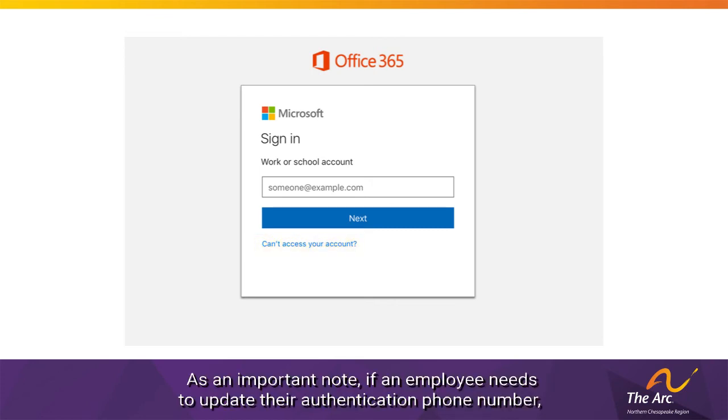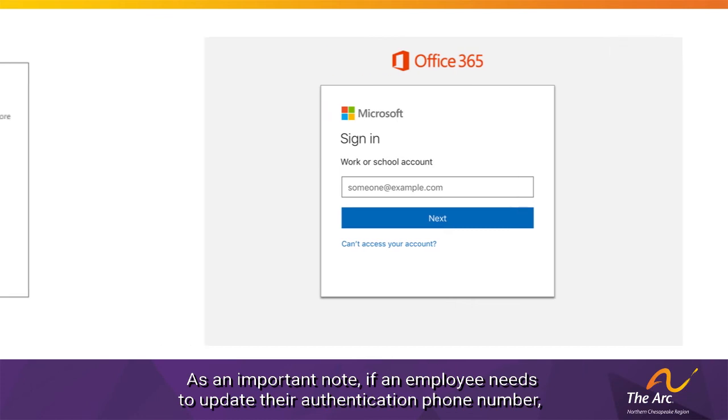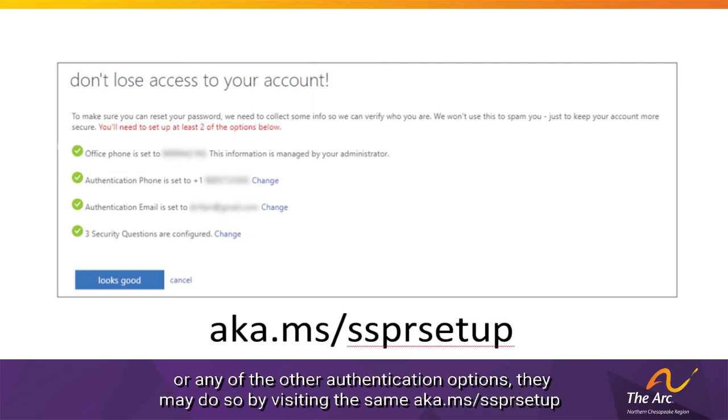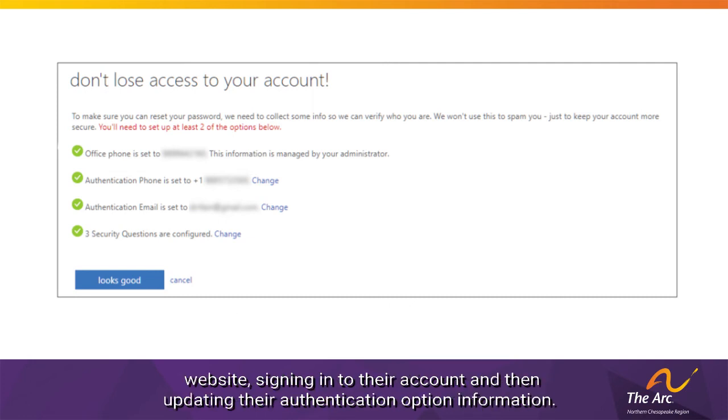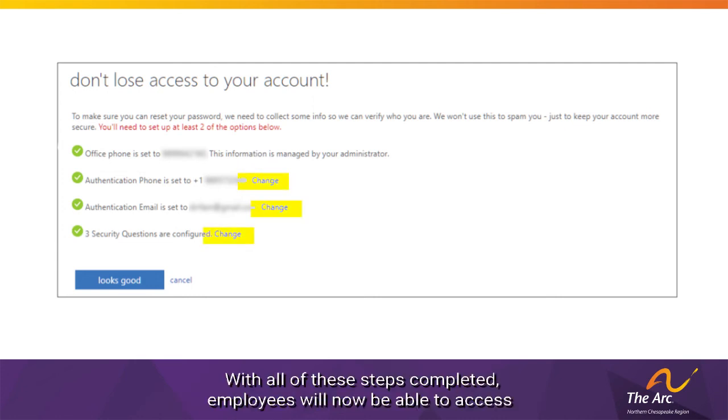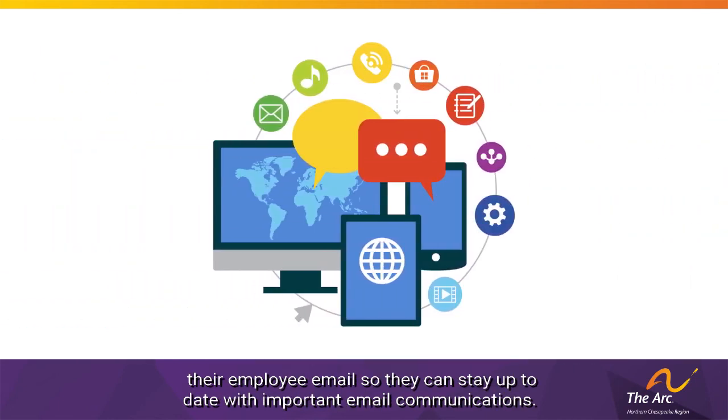As an important note, if an employee needs to update their authentication phone number or any of the other authentication options, they may do so by visiting the same aka.ms/SSPR setup website, signing into their account, and then updating their authentication option information. With all of these steps completed, employees will now be able to access their employee email so they can stay up to date with important email communications.